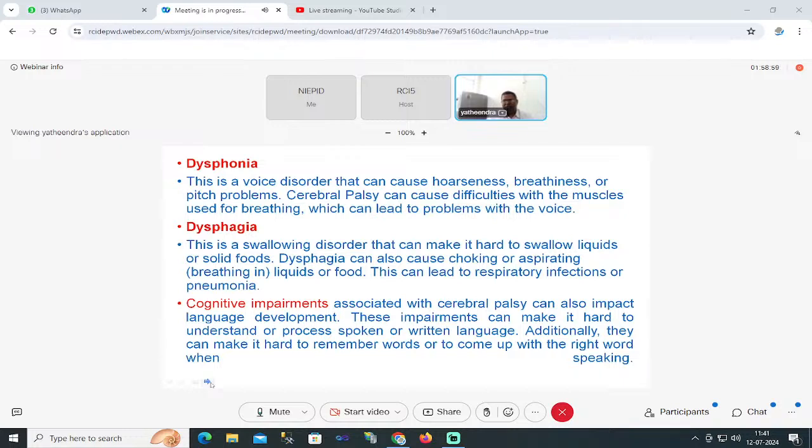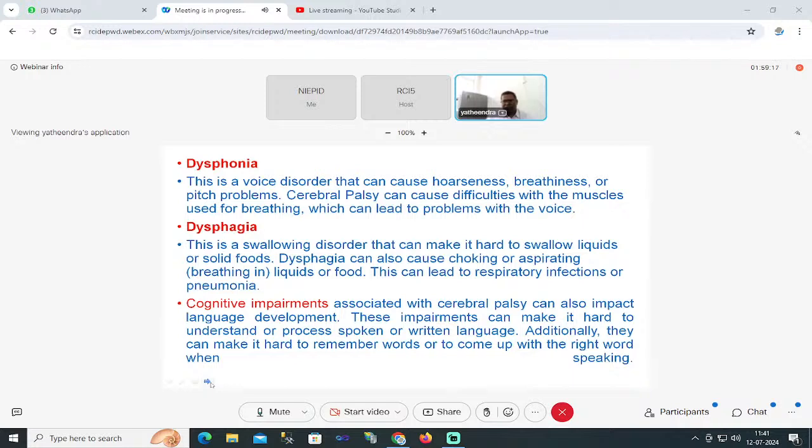During the developmental periods, if this pneumonia is recurrently occurring, there may be a chance of brain damage, which will again lead to ID, intellectual disability.